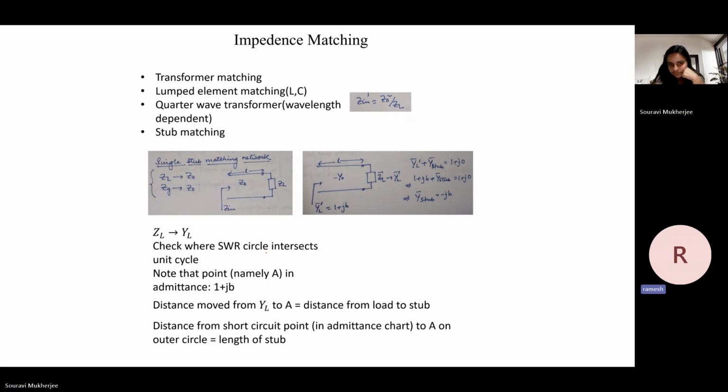And William Hayt only you are following, madam? For this Smith chart, I actually did not follow any books as such. I looked at the internet, where many problems were solved. I got them from the internet, different PDFs from different universities where they have solved different Smith chart problems. So I just took some questions from there and discussed.